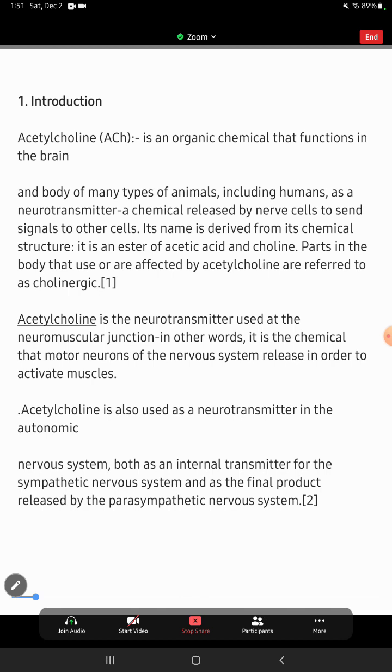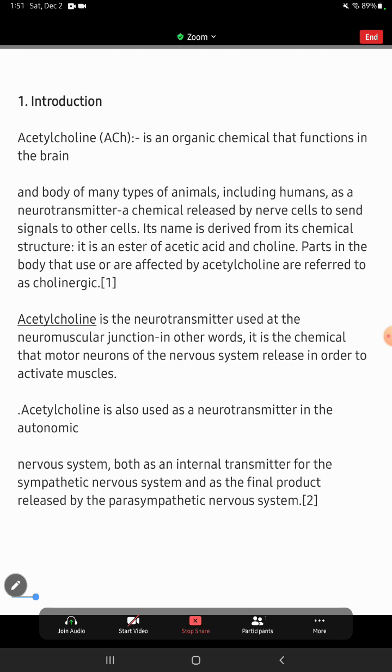Acetylcholine is an organic chemical compound that functions in the brain and many other animal bodies, like humans, as a neurotransmitter, a chemical released by nerve cells to send signals to other cells. Its name is derived from its chemical structure. It is an ester of acetic acid and choline. Parts in the body that are affected by acetylcholine are referred to as cholinergic.